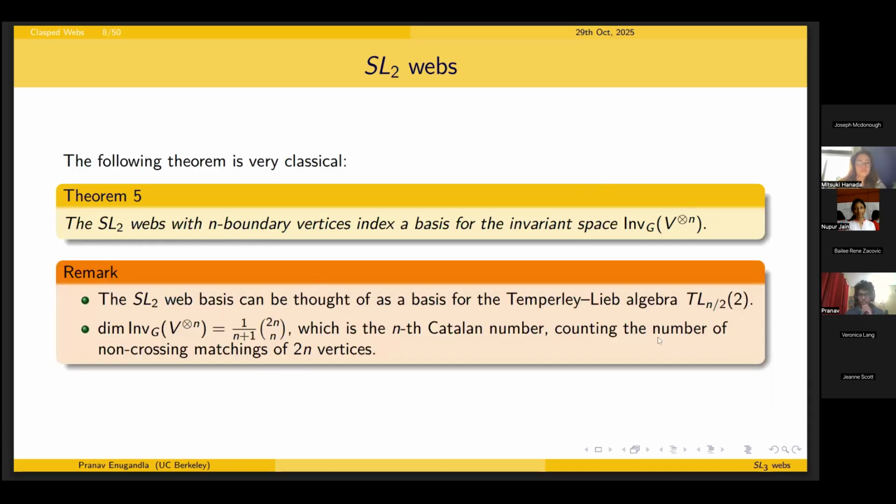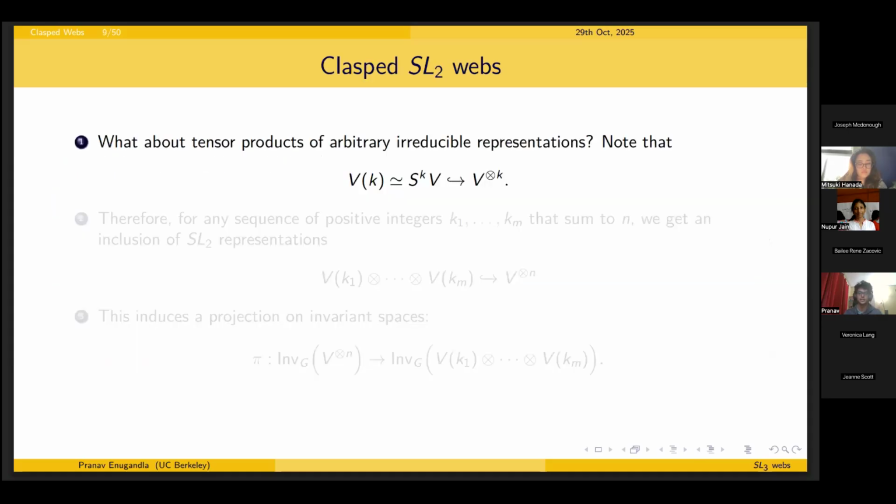This is also called the Temperley-Lieb algebra. And if you count the dimension of this invariant space, if you know some Lie theory and you want to multiply Schur polynomials, you get that the dimension of this invariant space is the Catalan number. But if you just look at the combinatorics of these graphs, you have non-crossing matchings on 2n vertices. So the number of those is the following, right? It's the Catalan number. So this was very classically known, and this was Kuperberg's starting point. But now I want to say a bit about clasping, because that's the main input of Christian and mine.